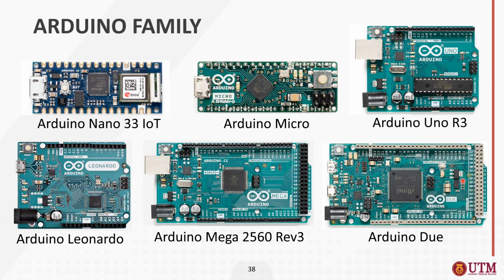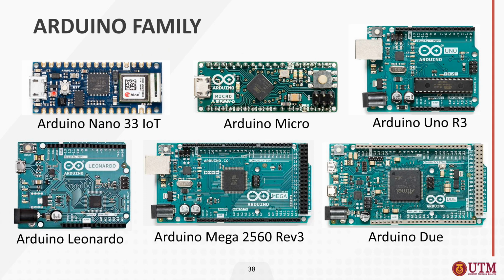Right, so last one is Arduino Due. The input and output is similar to the Arduino Mega, but this one uses a more powerful CPU because it is ARM based. If I'm not mistaken, it is a 64-bit CPU. Okay, so this is Arduino Due, right?